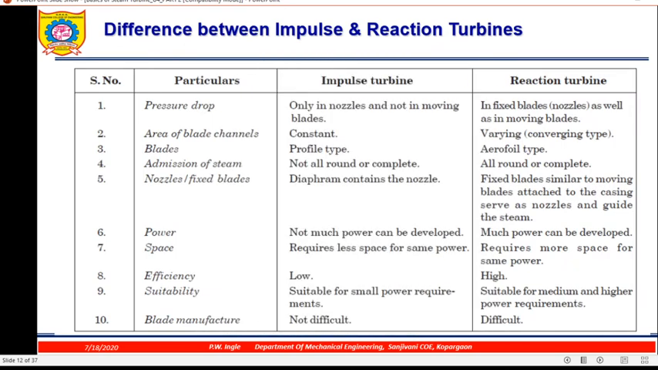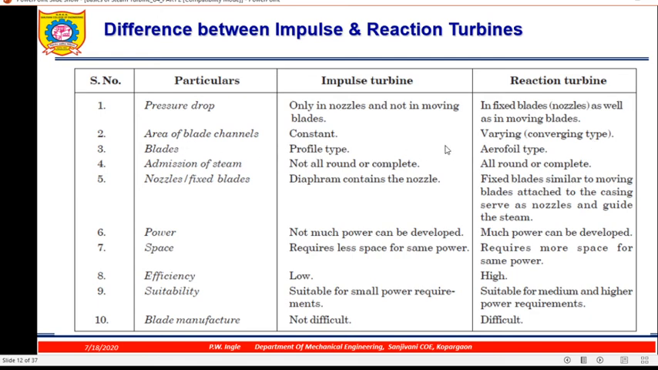Now I'll read the important points about the difference between impulse and reaction turbine. So first of all, pressure drop. In an impulse turbine, it is taking place only in the nozzle, not in the moving blade. In a reaction turbine, it is taking place in the fixed blade as well as the moving blade. Then the area of the plate channel is constant in impulse, so it is converging type in reaction. This converging type area allows the remaining conversion of pressure energy into kinetic energy.